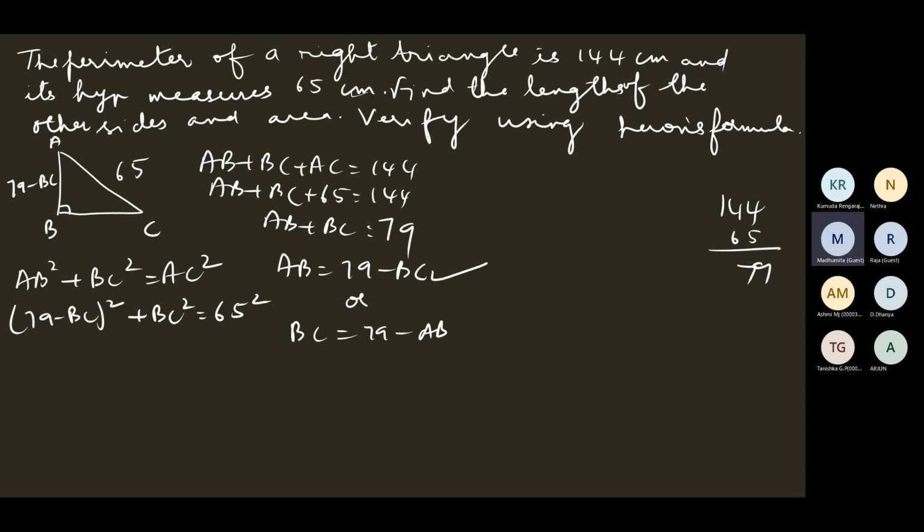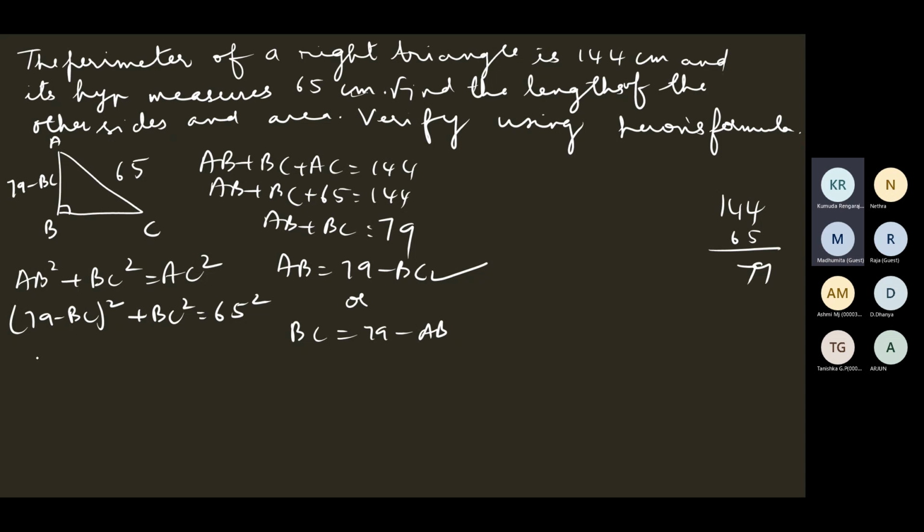Understood, children? Yes, ma'am. AB is 79 minus BC, BC is BC only, is equal to 65 square. So you can now see that the equation has only BC square, so you can solve and find the value of BC. Once you find BC, 79 minus BC is AB. Like that, you can find all the three sides.